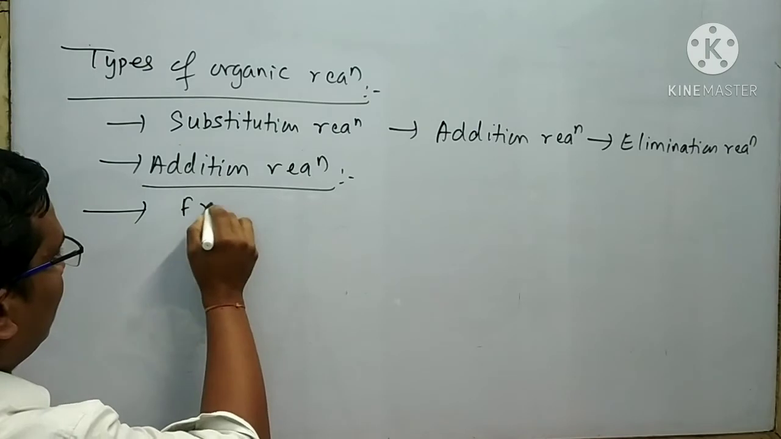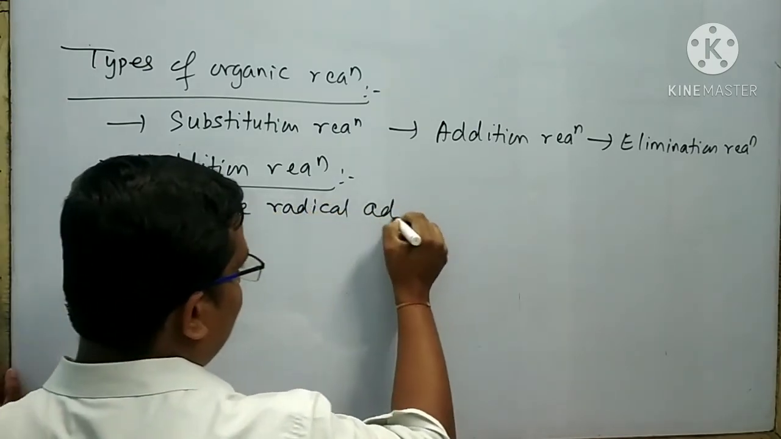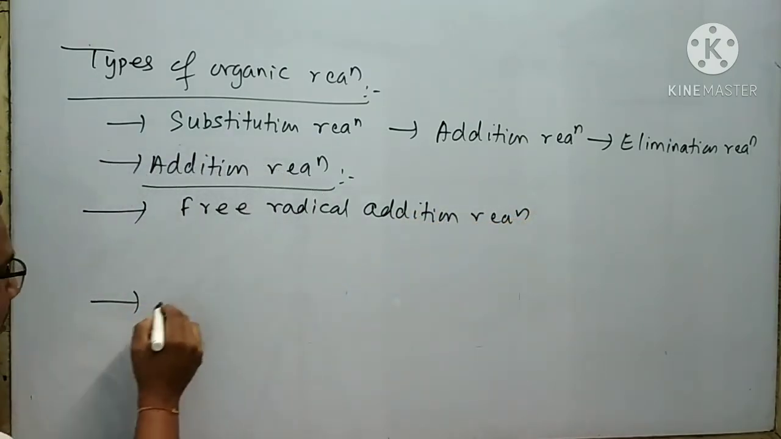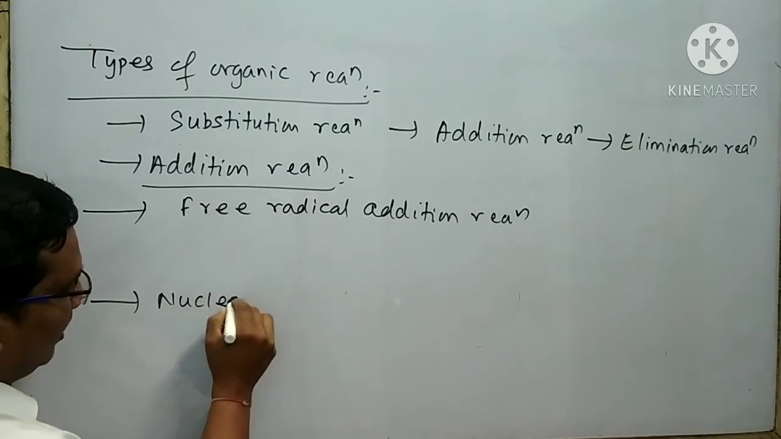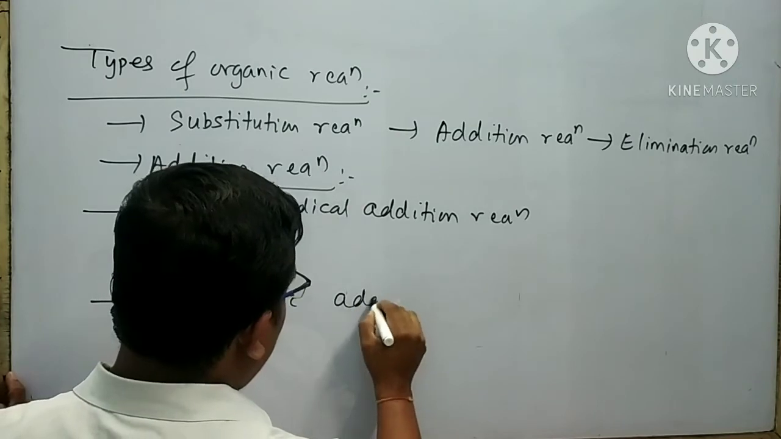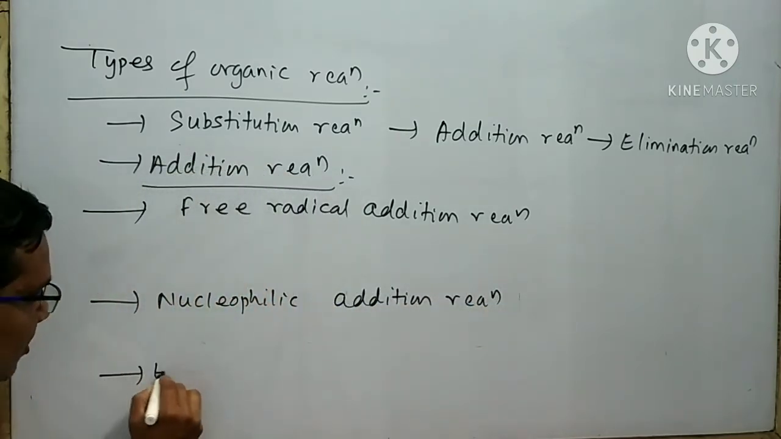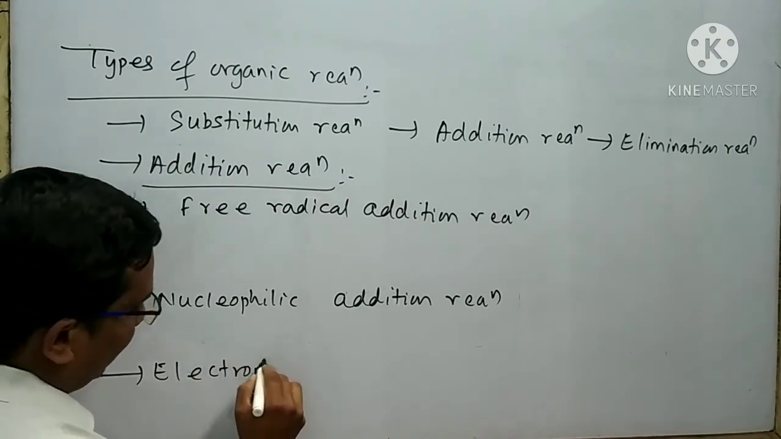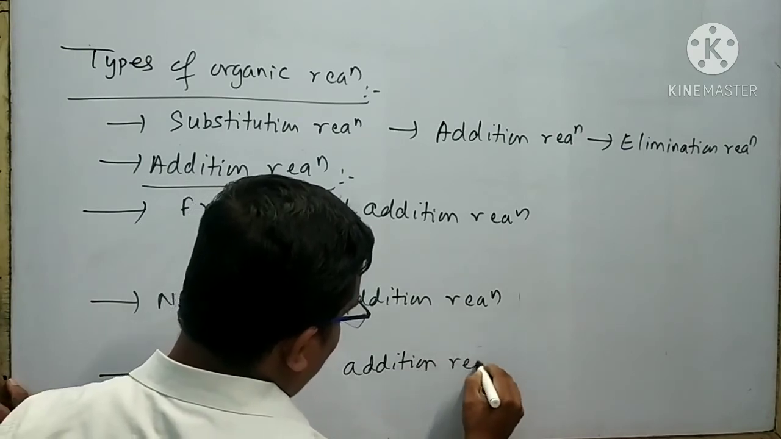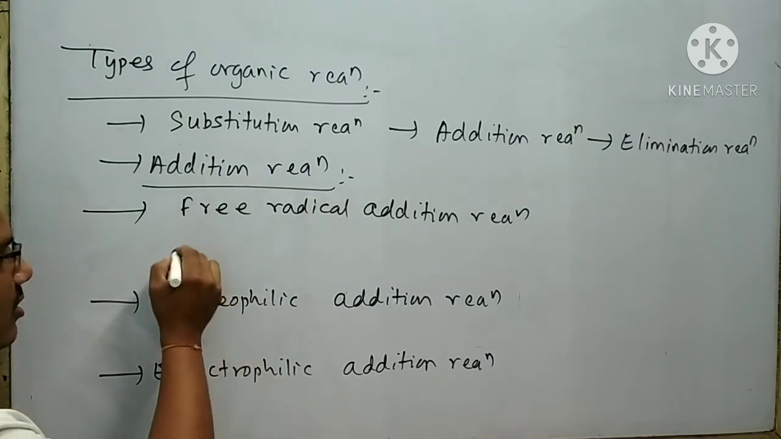Number one is free radical addition reaction. Number two is nucleophilic addition reaction. Number three is electrophilic addition reaction. Take an example of free radical addition reaction.